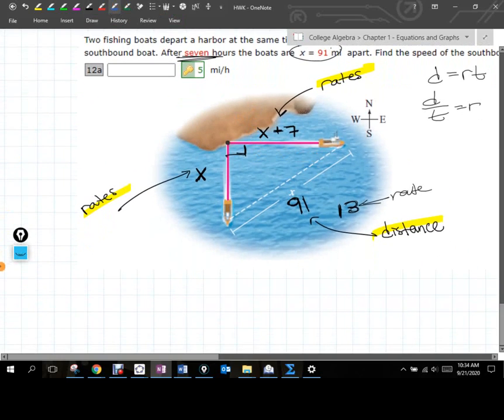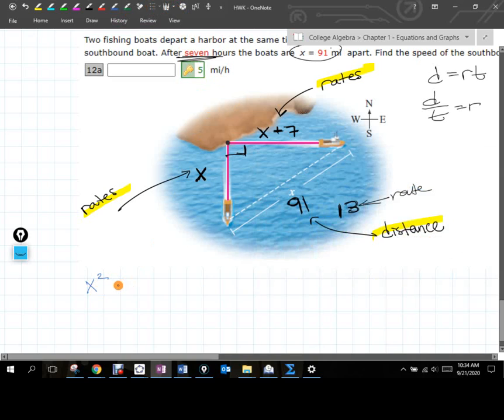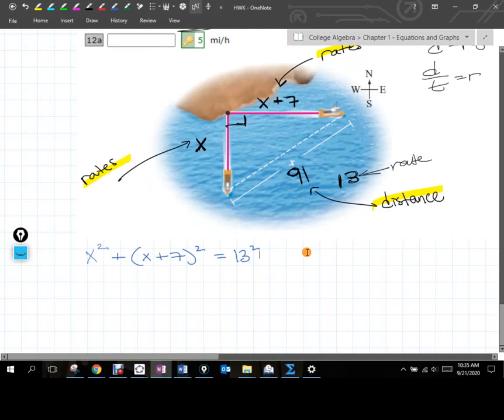So now, what is the number one geometric concept that we learned in like the 4th grade that relates these three rates? A squared plus B squared equals C squared. So A is X, so I'll square that. B is X plus 7. And then C is 13. So what does X plus 7 squared yield? Good. X squared plus 14X plus 49.